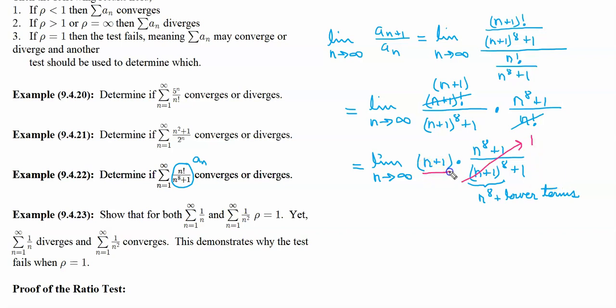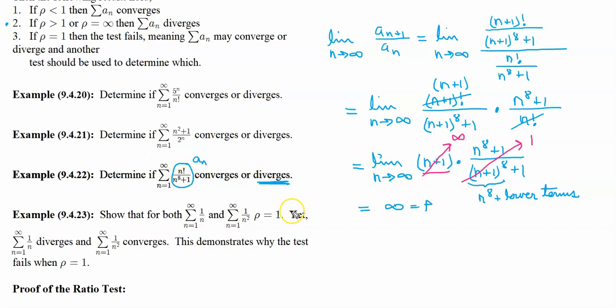But then we have this n plus 1 right here. That's going to be approaching infinity, of course, as n goes to infinity. And so our answer here is infinity. And so we see that we are now in case 2. So the rho is equal to infinity in this case. That's our rho. And so therefore this series diverges.